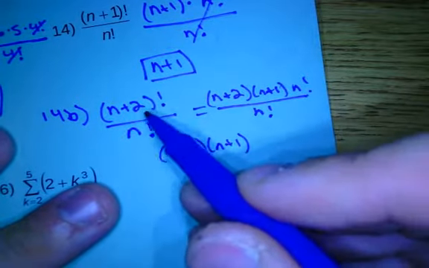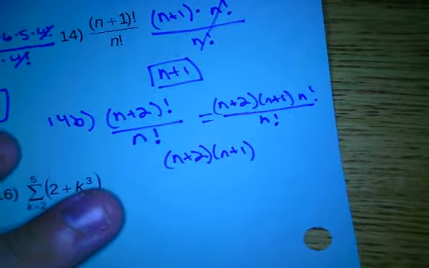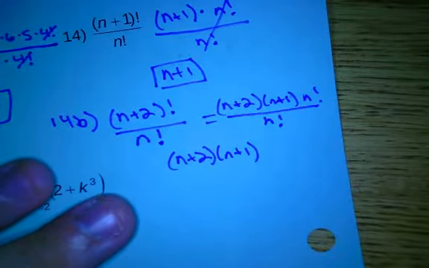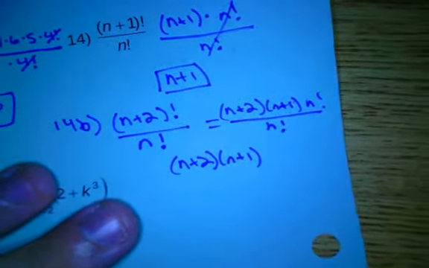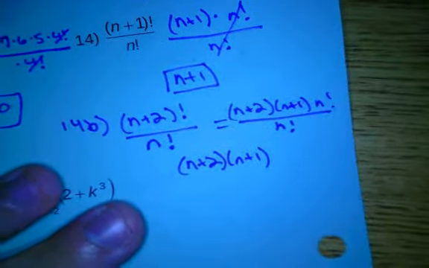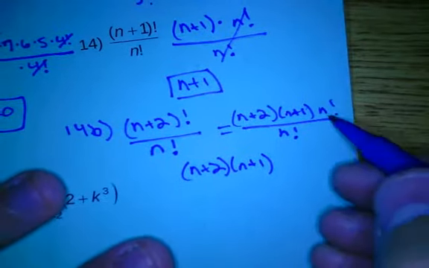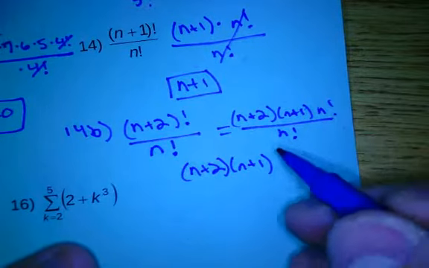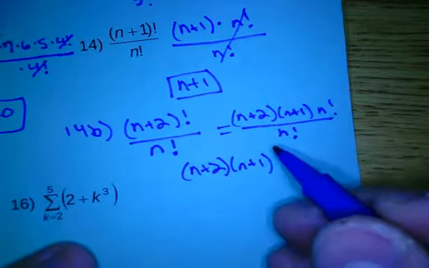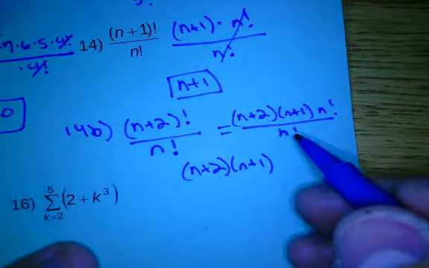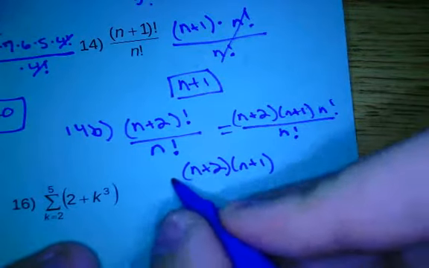So whenever we do this, it's going to be n plus 2 times n plus 1 times n times n minus 1, blah, blah, blah, which is going to give you the n factorial. The reason I stop at n factorial is because I have n factorial down here. Cancel that out, and then boom, answer.